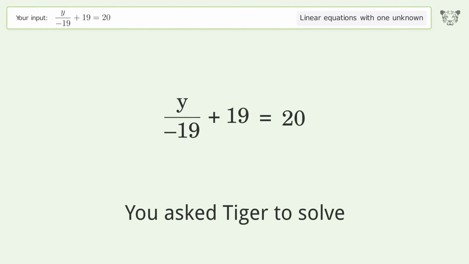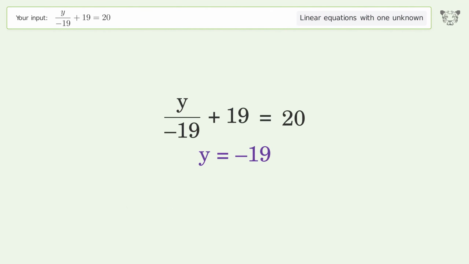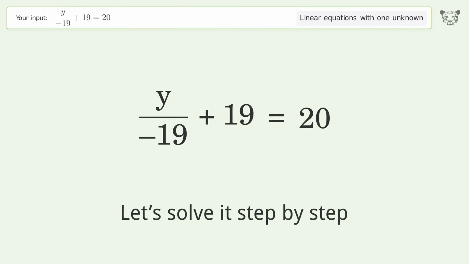You ask Tiger to solve. This deals with linear equations with one unknown. The final result is y equals -19. Let's solve it step by step.